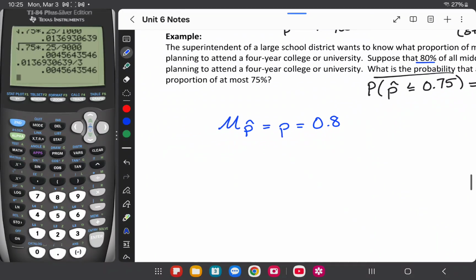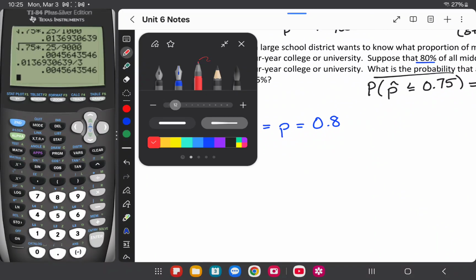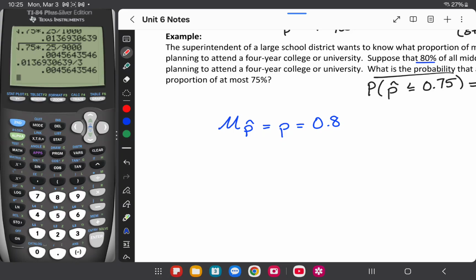Next, let's go ahead and do our standard deviation now. So remember though, for standard deviation, we first need to check our condition. So our 10% condition, let's see if that's met. Remember, our sample is of size 125. So if I take 10 multiplied by 125, is that less than or equal to n? In other words, is it reasonable to assume that there are more than 1,250 middle school students in this large school district? And I would say yes.